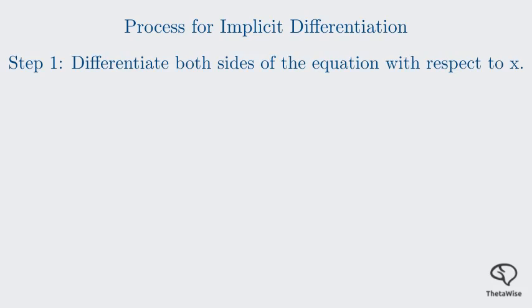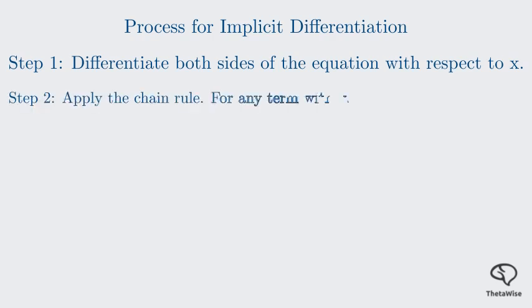Step 1 is to differentiate both sides of the equation with respect to x. Remember, this is the crucial first step. Step 2 is to apply the chain rule. For any term that contains y, you'll differentiate it as usual, but then you must multiply the result by dy by dx. This is the most common place for errors, so be careful.